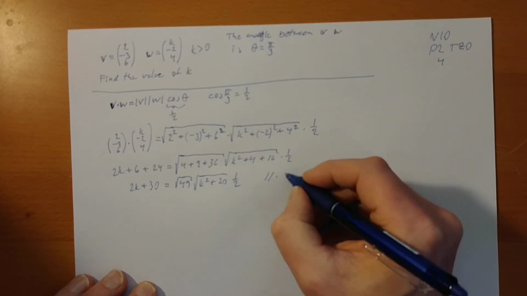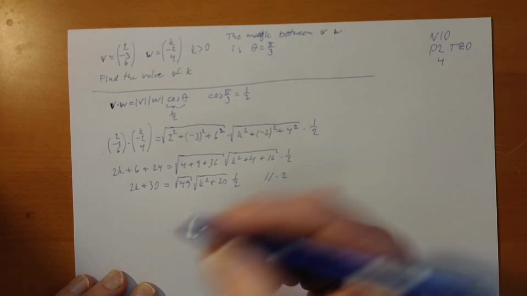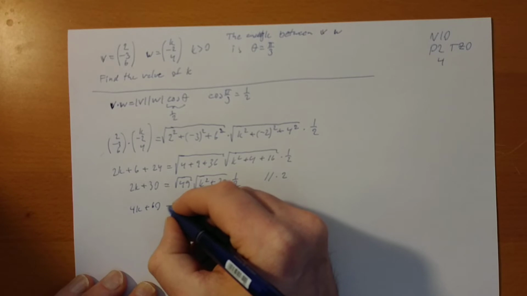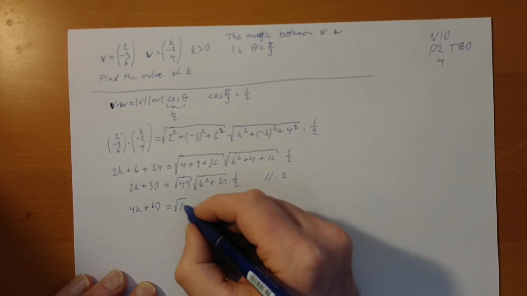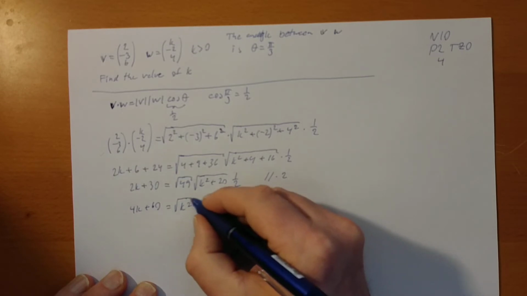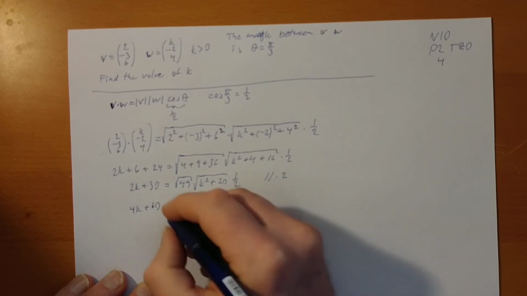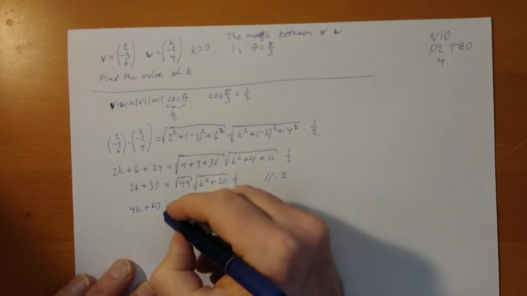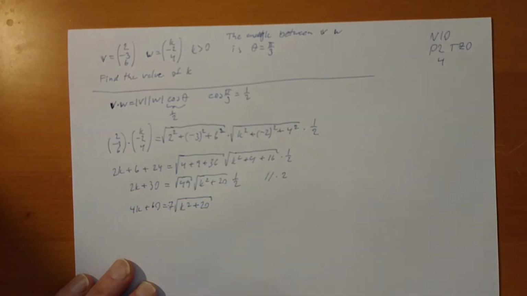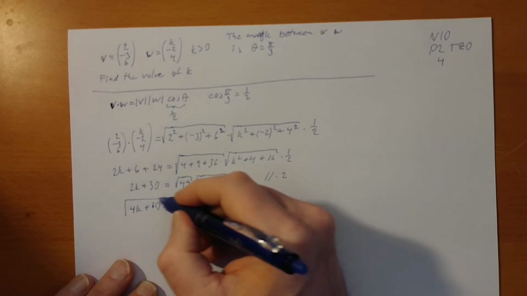I would multiply by 2 to get rid of this. It doesn't really matter, but let's do that. So we get 4k plus 60 equals 7 times the square root of k squared plus 20. I forgot that, the square root of 49, of course, is a 7 there. Okay, so we have an equation that we need to solve.